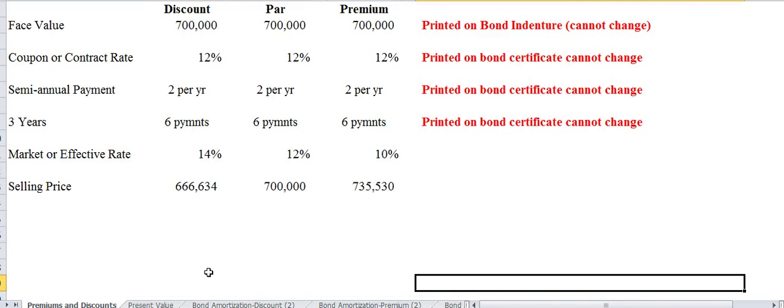Okay, so in this video, we're going to talk a little bit about bonds and accounting for bonds. Before I start talking about how we account for bonds, let's start by describing how the bond discount or premiums come about, because that's an important part of bond accounting. You're going to have to learn how to account when there's a discount or a premium on a bond.